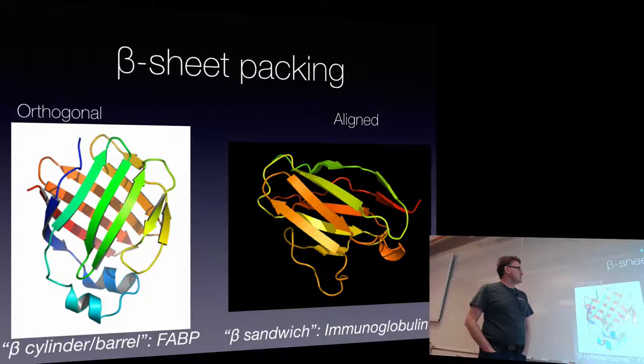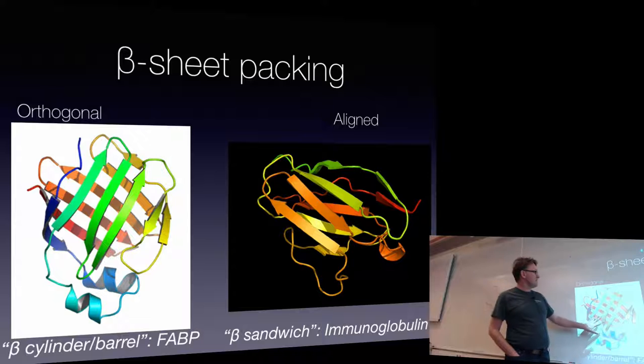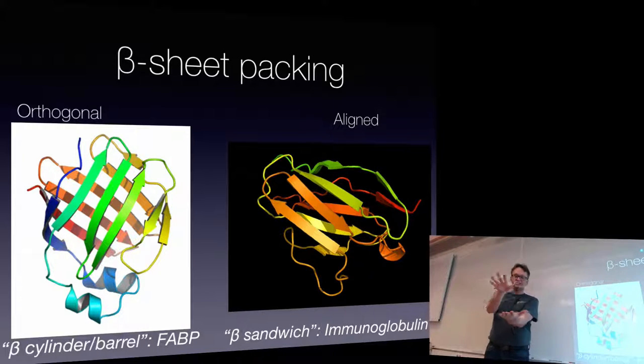There are two ways to pack beta sheets. We can pack them either orthogonal or aligned. Also very easy, right? Either they are aligned or they are orthogonal. Both of these create two layers. You have one layer in front and one layer in the back. This occurs in our old friend, the fatty acid binding protein. And the one on the right is very common, say, in immunoglobulins. It's very common for beta sheets to have two layers, beta sheet proteins that have only two layers.